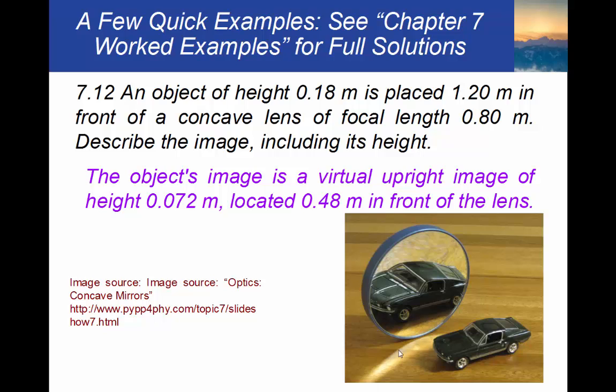So again, this is actually showing for a concave mirror. We wanted a concave lens, but you will in fact get a virtual image just as in this picture. It's just that the virtual image is maybe formed over here somewhere, and it's going to be smaller than the object rather than larger. So that's all of the examples for this chapter.